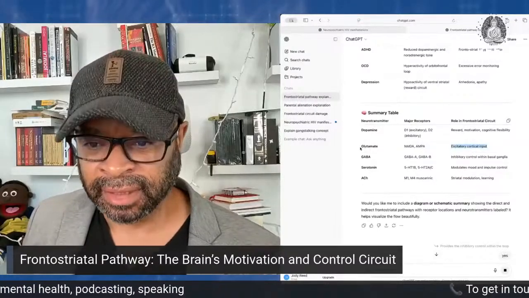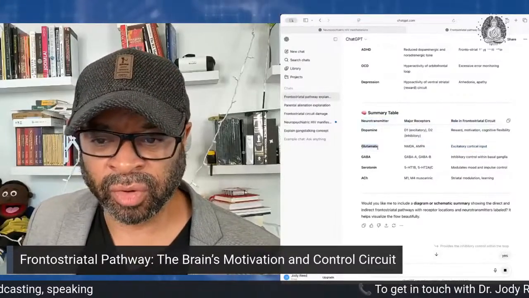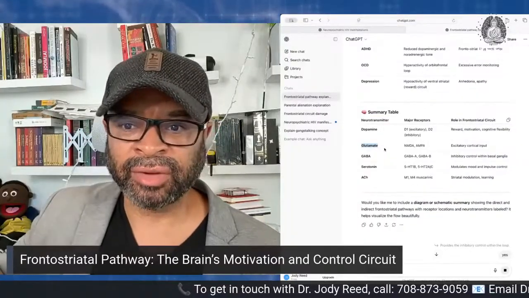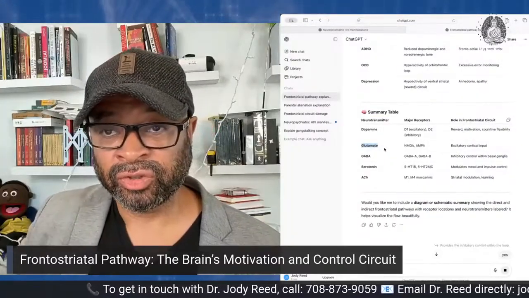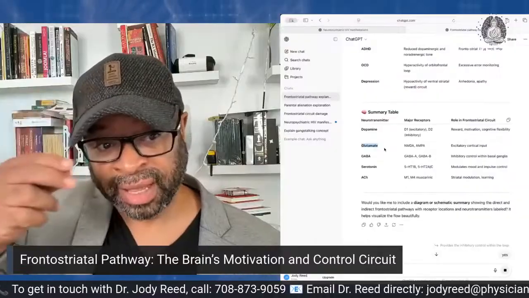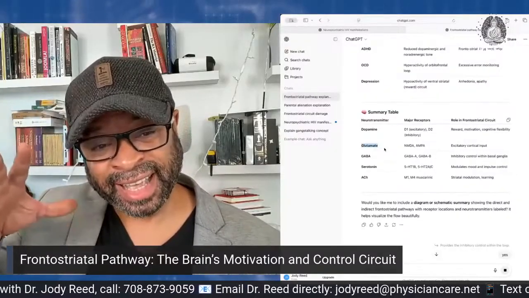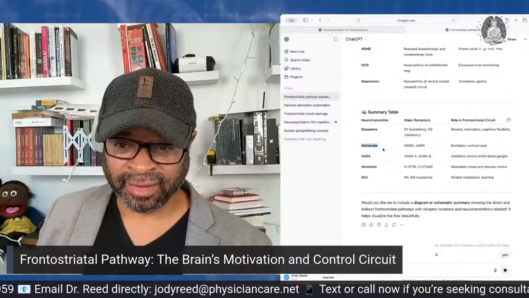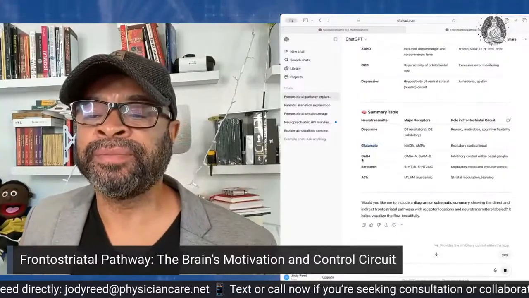All right, and so starting from the cortex, those fibers going from the cortex down here, like the frontal striatal pathway, going from the frontal lobe down to the striatum. It's excitatory. It turns things on, right? And the glutamate is the neurotransmitter for that.